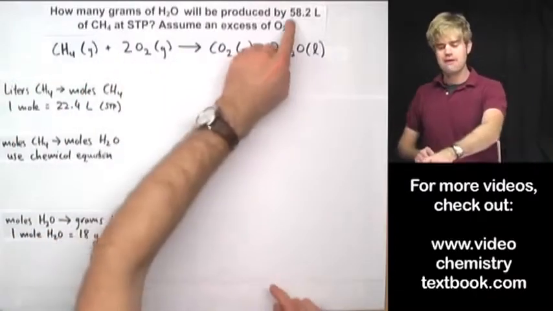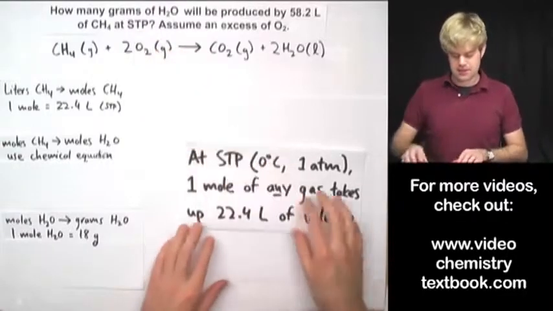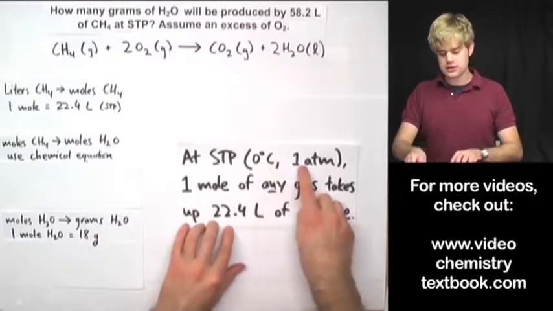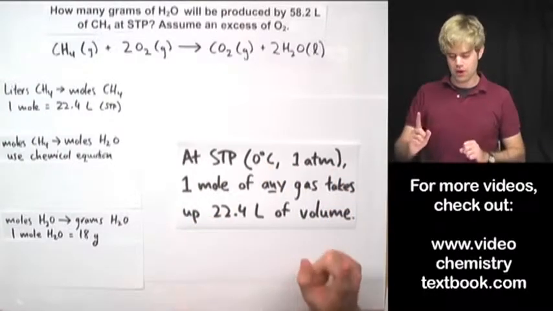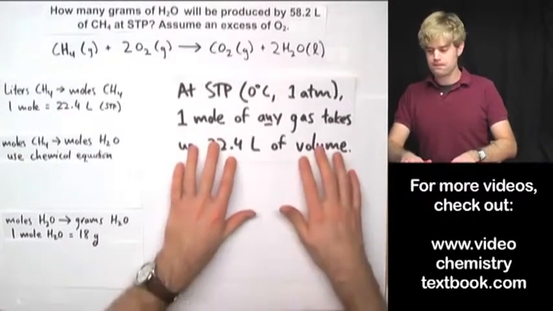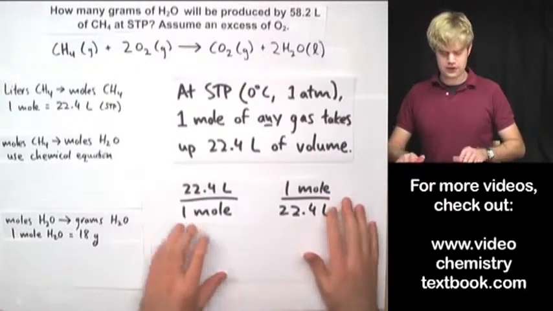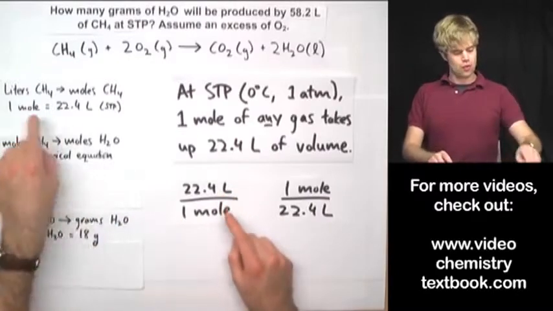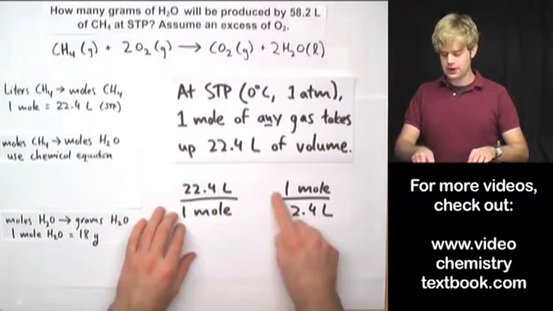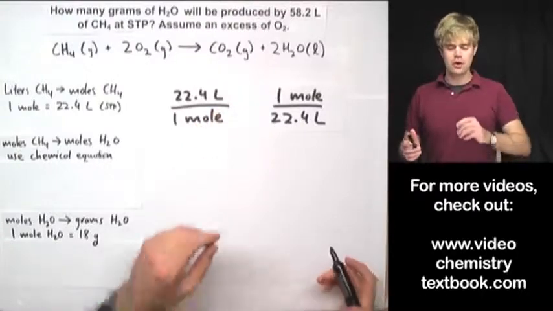So the first thing here, 58.2 liters of CH4. Again, it says that it's STP, so I can take advantage of this really convenient rule. That at STP, which is 0 degrees Celsius and 1 atm of pressure, 1 mole of any gas takes up 22.4 liters of volume. So this means that there are essentially 2 conversion factors that I can write that say 1 mole is 22.4 liters. I can do 22.4 liters above 1 mole, or I can do 1 mole above 22.4 liters. Let's see which I want to use.